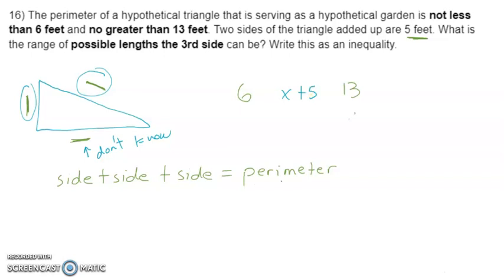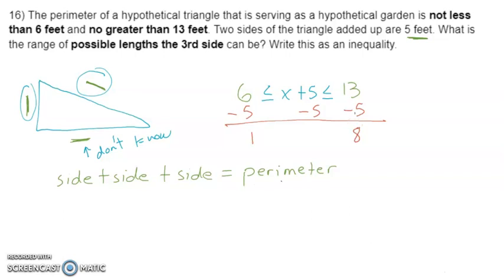But that perimeter is going to be not less than 6 feet. So x has to be greater than or equal to 6. And then it's going to be no greater than 13. Okay, so I'm going to say less than or equal to 13. Okay? And then I'm going to go ahead and solve for x. So the way that I solve for x is I just minus 5 on both sides. So I can minus 5 here and minus 5 here. And then 6 minus 5 is 1. 13 minus 5 is 8.